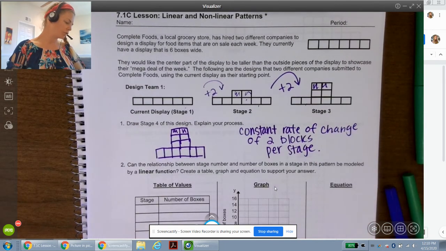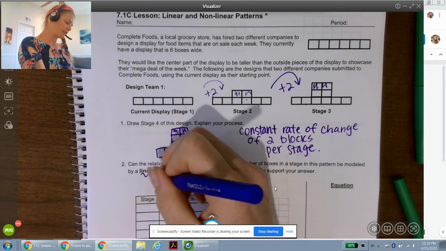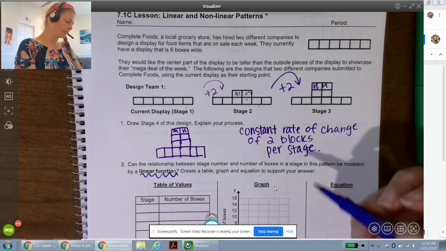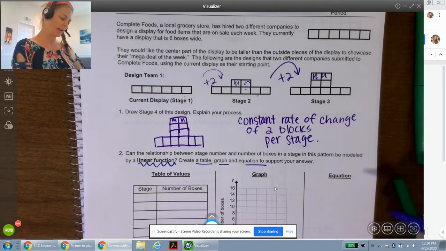Okay, so number 2: can the relationship between stage number and number of boxes in a stage in this pattern be modeled by a linear function? So remember, linear functions have a constant rate of change. We're going to create a table, a graph, an equation to support our answer here.